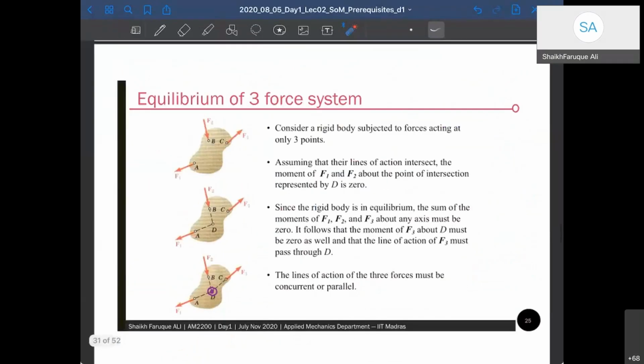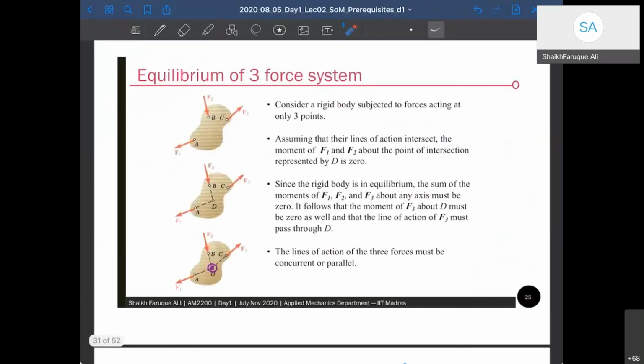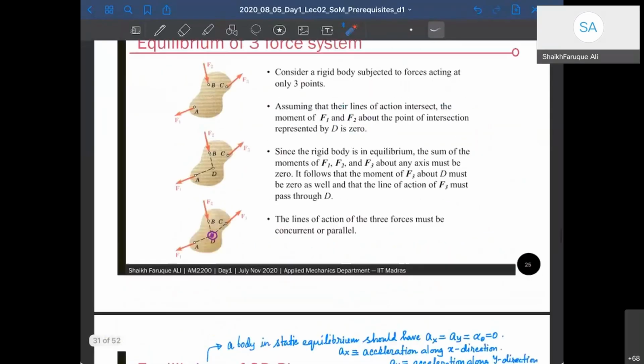Now for the three force members, again the same condition we have discussed already, that the forces have to pass through a single point. Otherwise the body will start rotating. If they don't pass, then they will create a small eccentricity, and the body will start rotating about that eccentricity. So that is also discussed here. Please go through this. These are all taken from Hibbeler, I think.